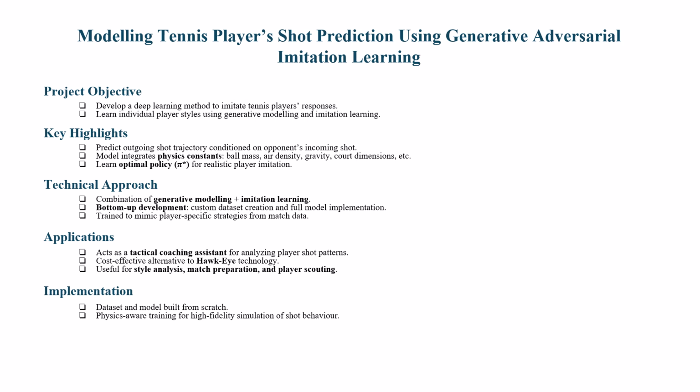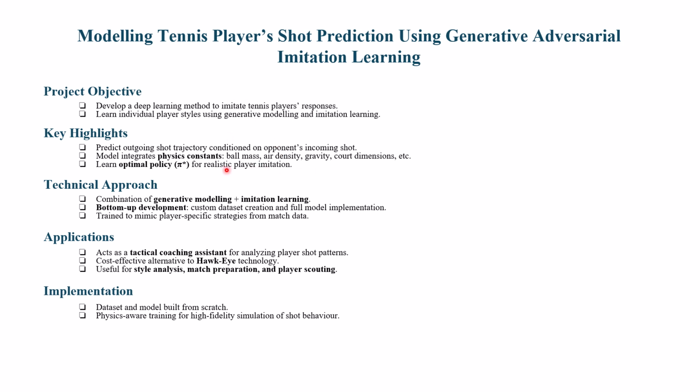Hi everyone. Today I'll be presenting our project on modeling tennis player shot prediction using generative adversarial imitation learning. In short, GAIL. Our goal was to develop a learning system that can realistically imitate professional tennis player behavior during matches. The main objective was to use deep learning to imitate individual tennis player styles. We wanted the model to predict an outgoing shot based on the opponent's incoming shot, mimicking real players.